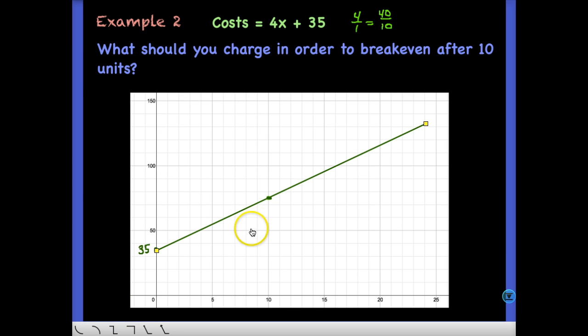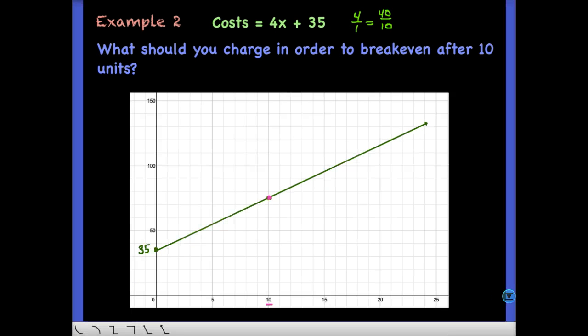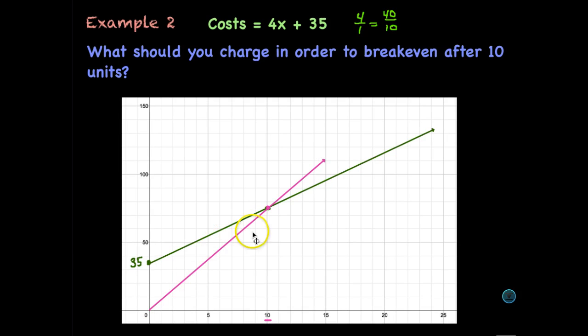Now I have my line, but how am I going to find out what I should charge in order to break even at 10 units? Well, let's look at where 10 units is. Right here. So that puts it right here. Well, if I draw a line from 0, because we know that our revenue always starts at 0, I would get a graph that looks something like this. All we have to do then is figure out the slope of this pink line, and we know how much we need to charge in order to break even after 10 units.